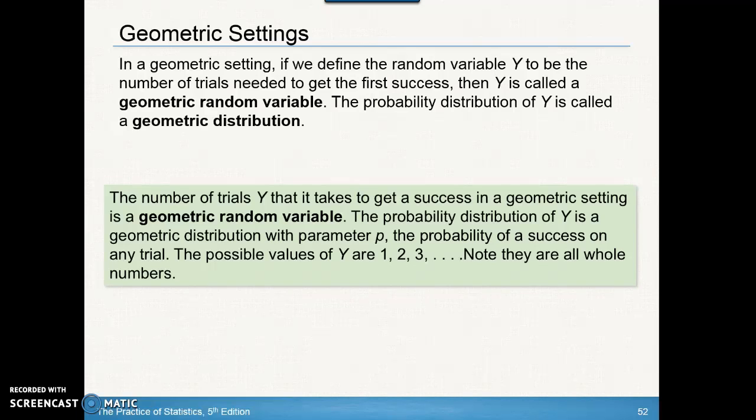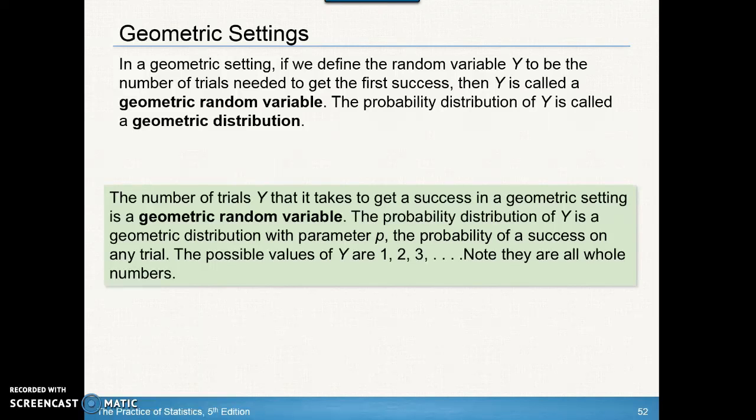So if we define a random variable Y to be the number of trials needed until the first success, then we're looking at a geometric random variable and a geometric distribution instead of a binomial random variable and a binomial distribution. The number of trials Y that it takes to get a success in a geometric setting is a geometric random variable. The probability distribution of Y is a geometric distribution with parameter p, so that's the same thing as the binomial distribution. When you look at a geometric distribution, we're still looking at, we define it as NP.